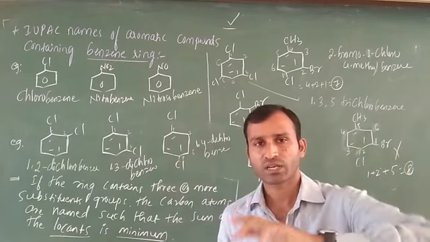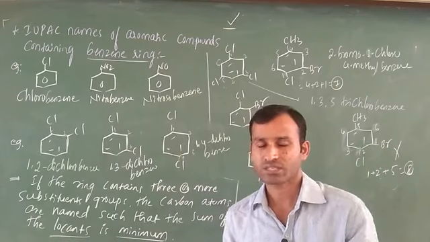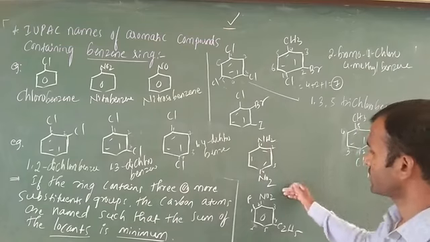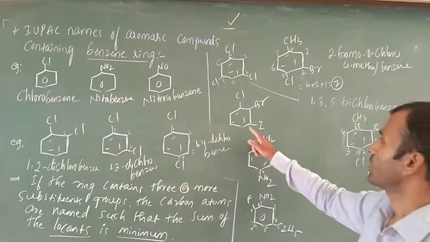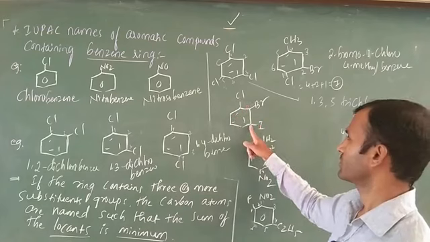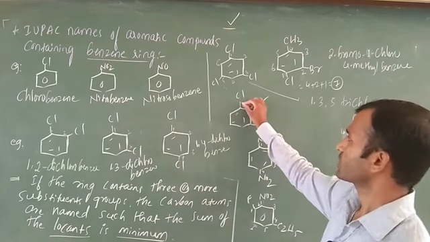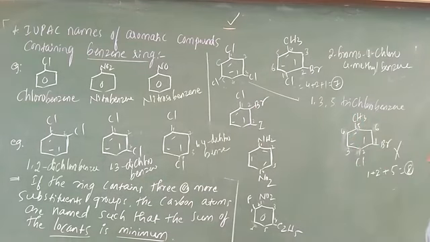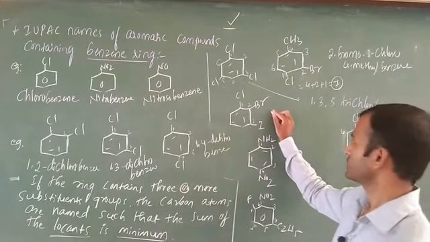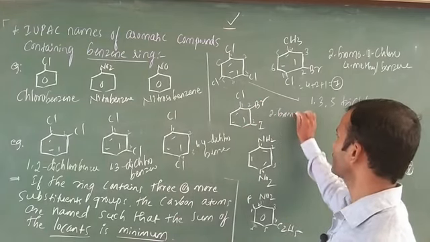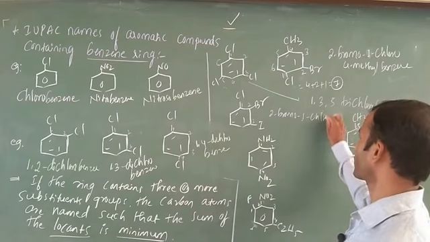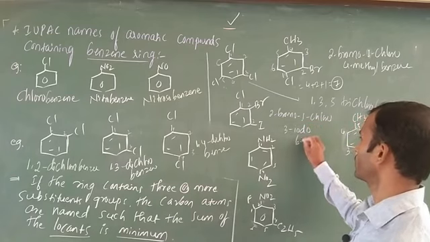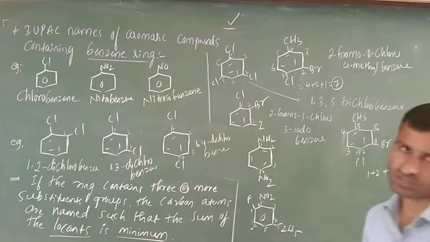The substituents must get the minimum numbers, that is compulsory. Next, after that we have to maintain alphabetical order. Here, 3 examples are there. In this case, if you want to start from here or here, no problem. I am going to start from here, 1, this is 2, this is 3: 2 bromo, 1 chloro, 3 iodo benzene. You have to write 2 bromo, next 1 chloro, after that 3 iodo benzene, this is the IUPAC nomenclature.